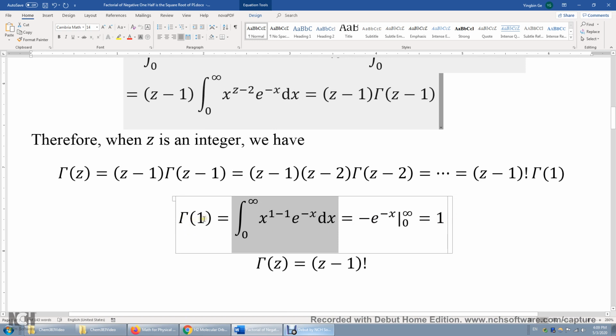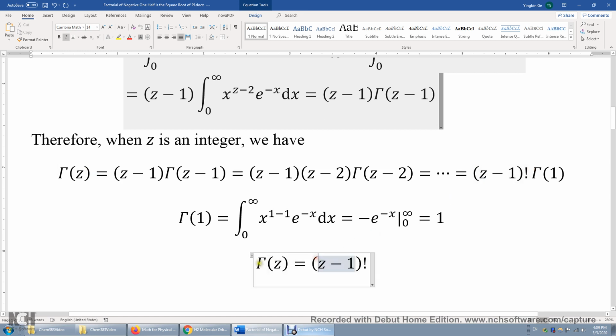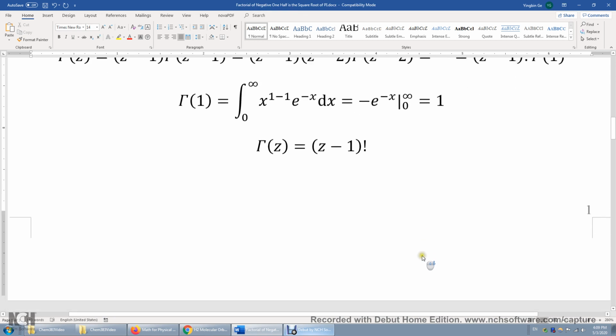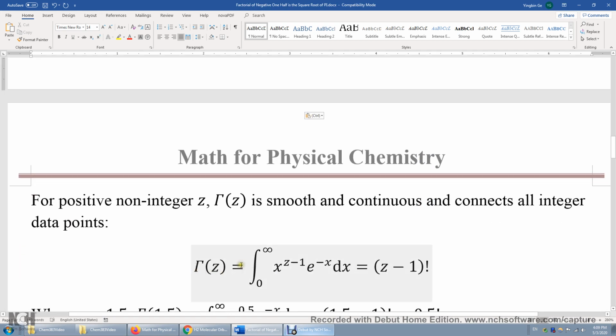Again, gamma of 1 is 0 factorial. Gamma of 2 is 1 factorial. All right, and we just proved that gamma of z is z minus 1 factorial for integers. This is good. And then, because this integral is a continuous function, so look at this integral.